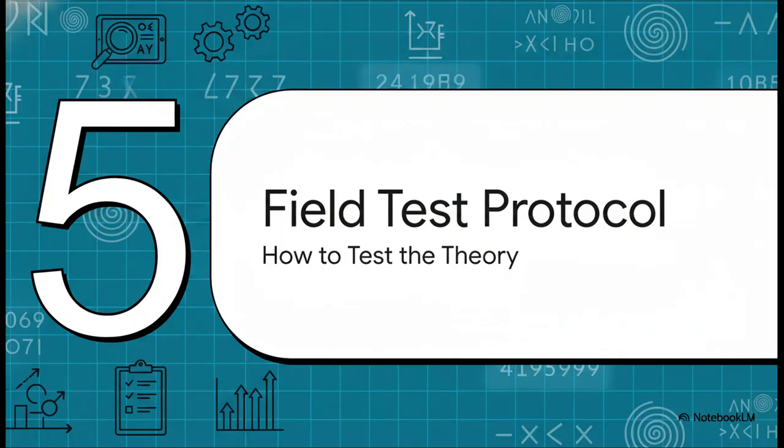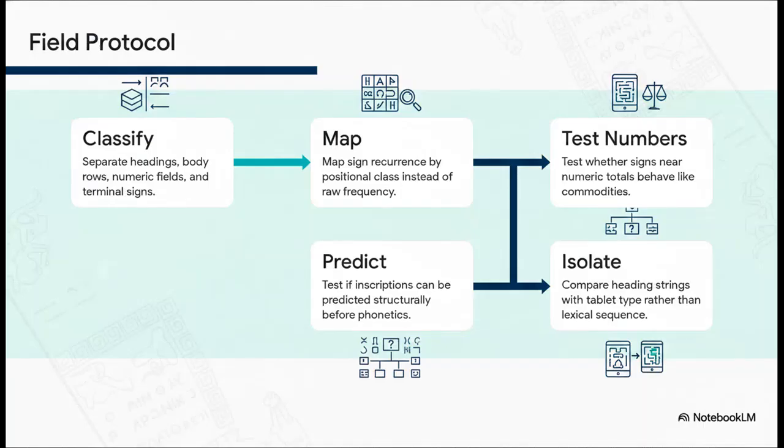The field protocol. Any good scientific hypothesis absolutely has to be testable, right? It can't just be a wild guess. And Kevin L. Brown provides a strict, verifiable field protocol to do exactly that. Step 1, you classify the inscriptions by their layout, not by what language you think it might be. Step 2, map out how the signs repeat by their positional class.